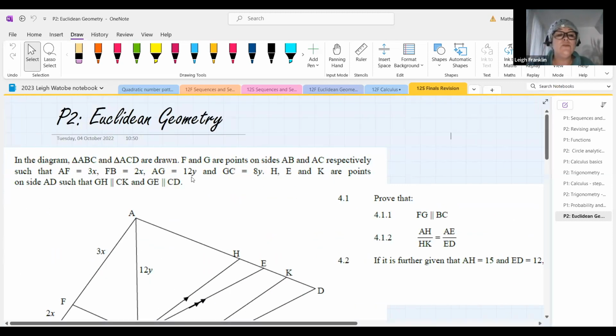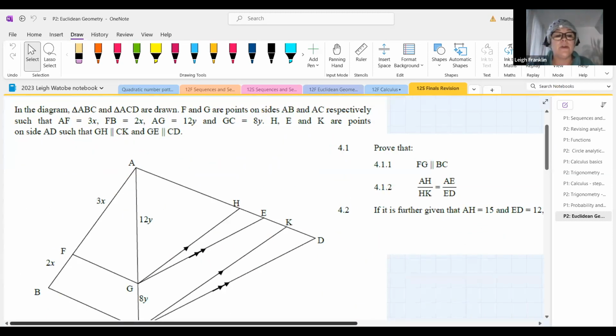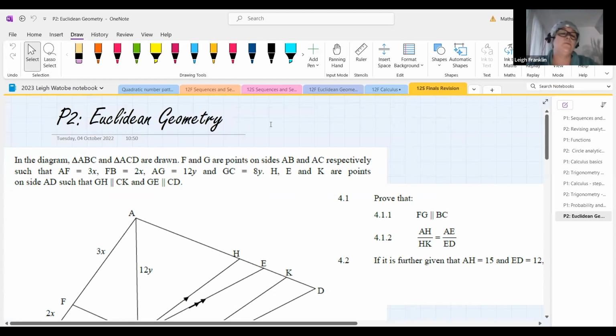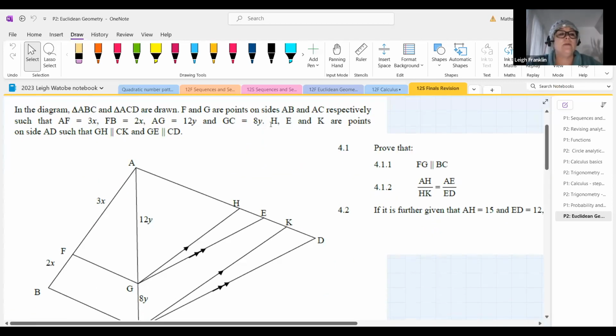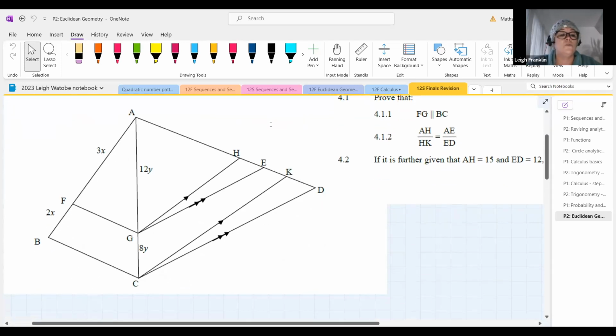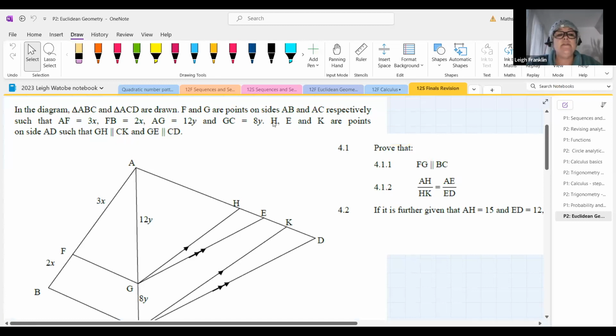Okay, so let's do these two questions on Euclidean geometry. They are two slightly more difficult questions that I wanted to go through with you. In the first one, it says in the diagram, triangles ABC and ACD are drawn. F and G are points on sides AB and AC respectively, such that AF is 3x, FB is 2x, AG is 12y, GC is 8y, and H, E and K are points on side ADK.